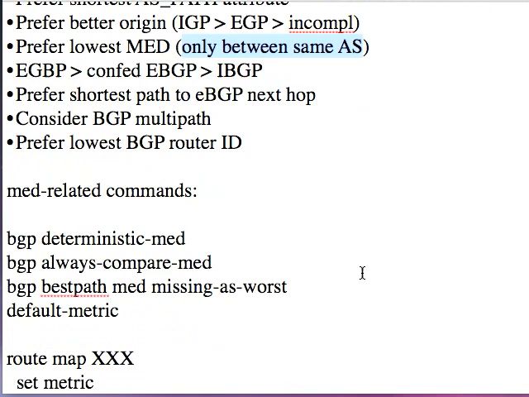There is a MED-related command called BGP always compare MED, where you can change that, where you can basically tell your router, I don't care, I want you to compare MEDs even if you get the MEDs from two different autonomous systems.